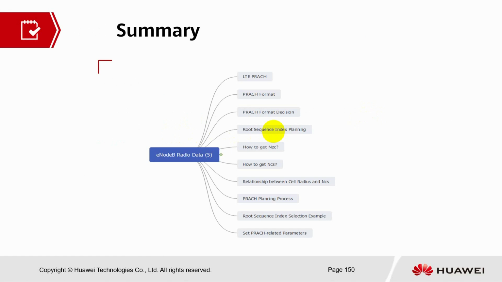So the summary of this section is that we have learned about LTE PRACH, PRACH format decision, root sequence index planning, how to get NZC, how to get NCS, what is the relationship between cell radius and NCS, what is PRACH planning process, what is root sequence index selection example, and how to set PRACH related parameters.